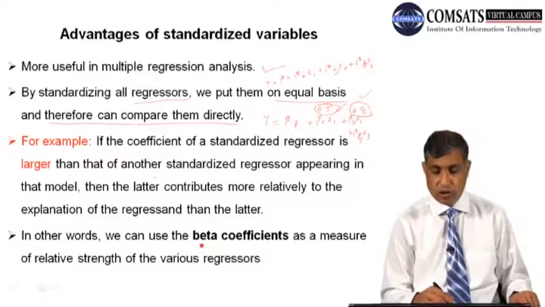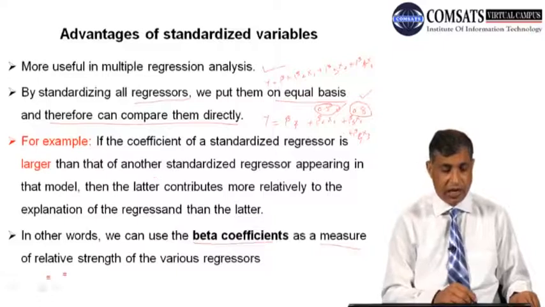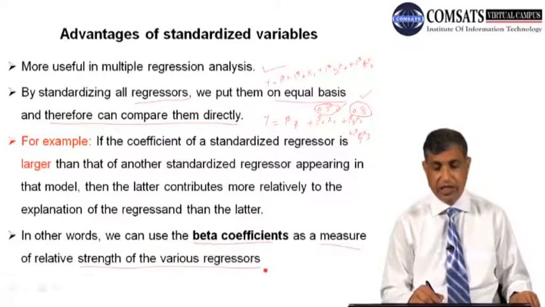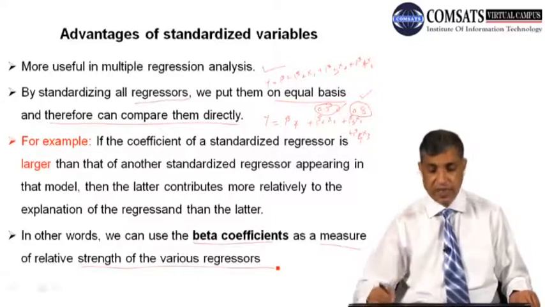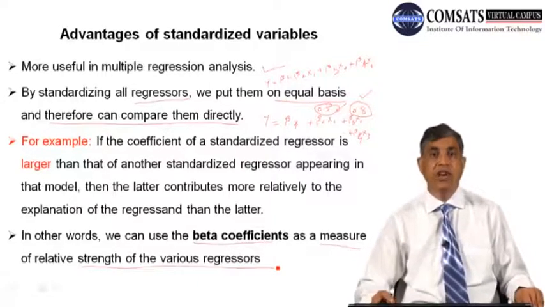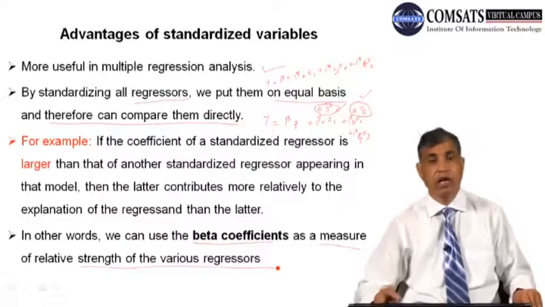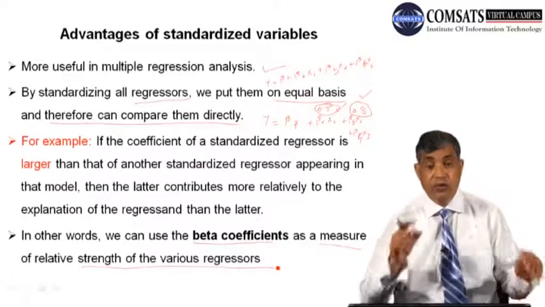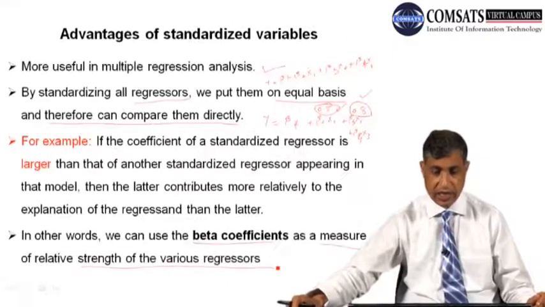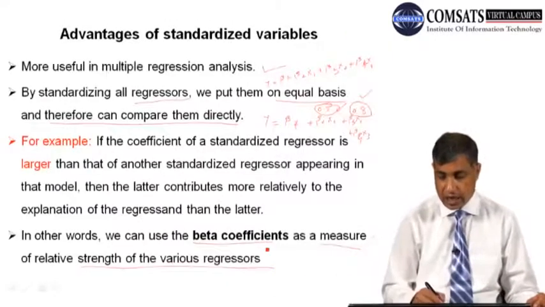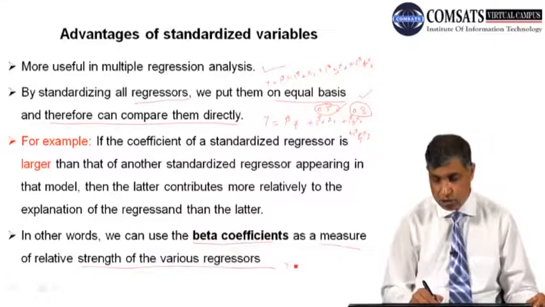In other words, we can use the beta coefficients as a measure of the relative strength of the various regressors. We have seen the relative strength of the variable here. What we said is that beta 2 is now stronger. If you do not standardize, I would like to write, if I get the space here, I have not standardized these two variables.